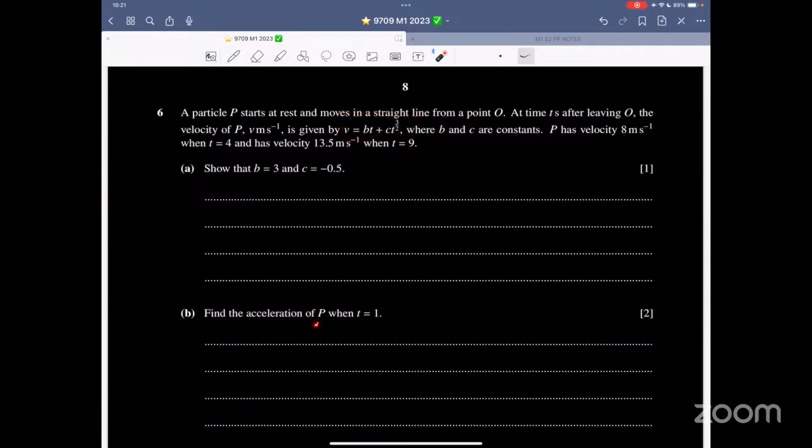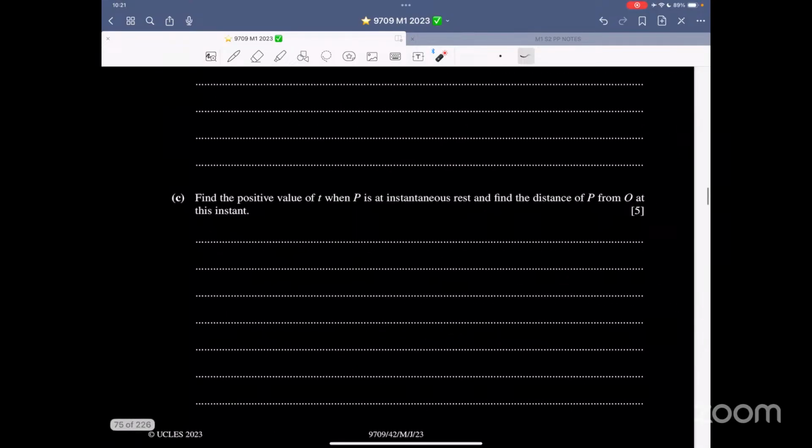Find the acceleration: differentiate velocity. So dv by dt is acceleration, plug in the value of t equals 1. Find the positive value of t, and t has to be positive, when P is at instantaneous rest, that means v is equal to 0. Find the distance of P from O, that is the displacement at this instant.